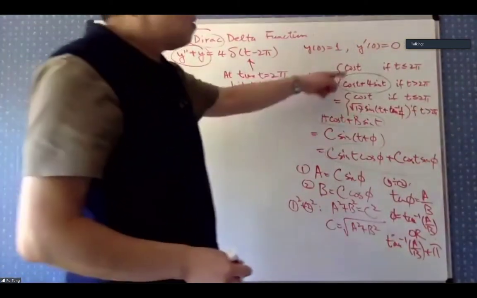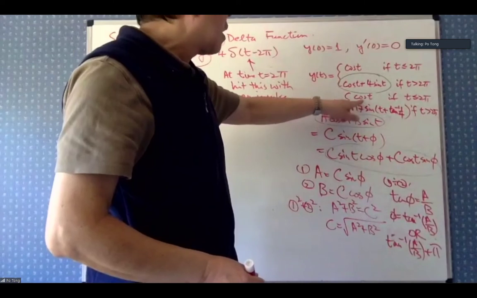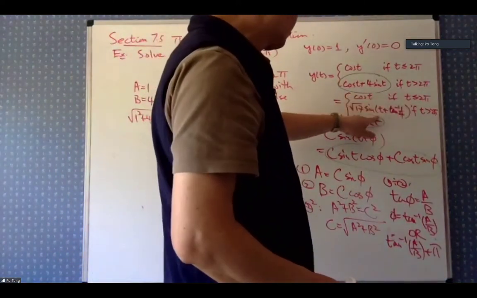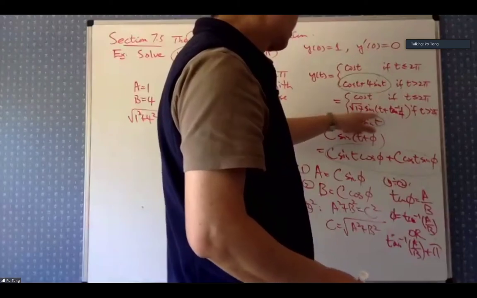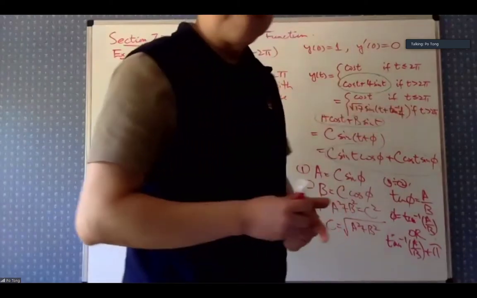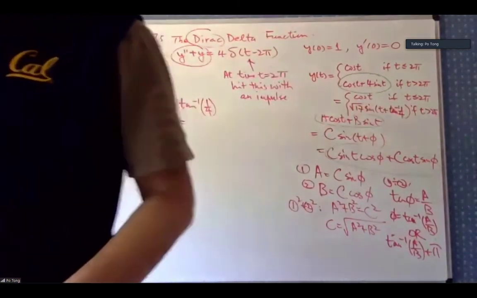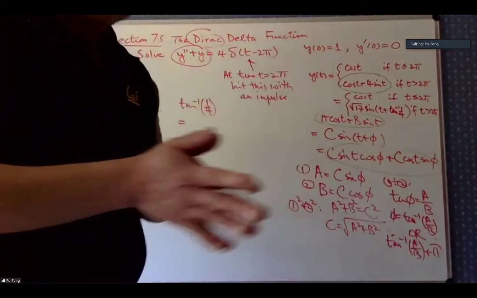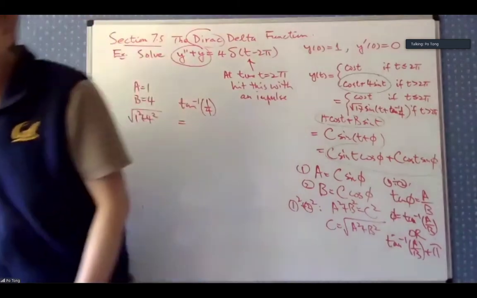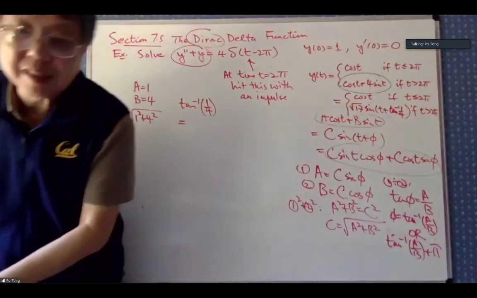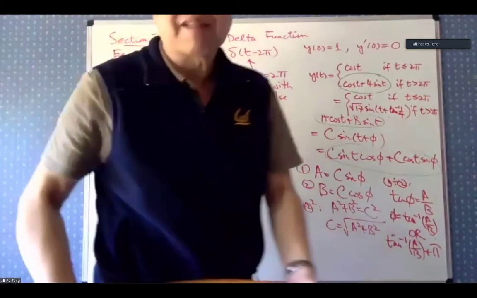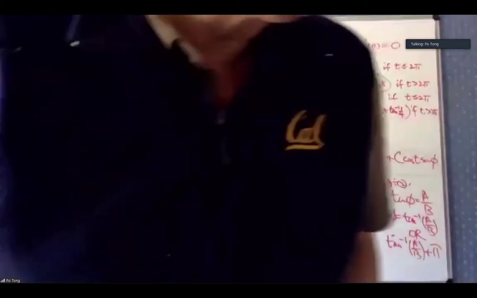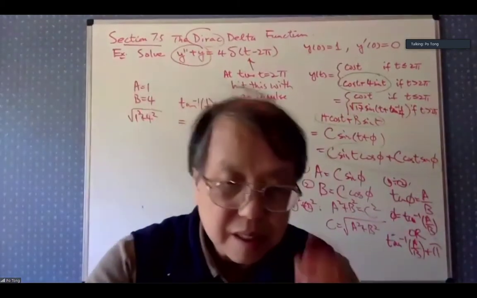So at the beginning, it's just the cosine function. Later on, it turned into another sinusoid with some phase shift, because the hammer is hammering at the spring. So I am going to show you the picture.